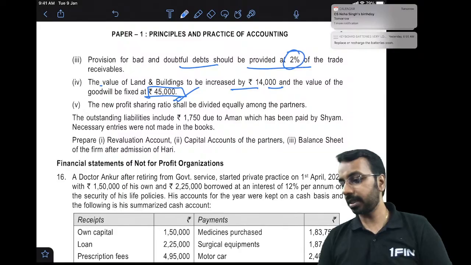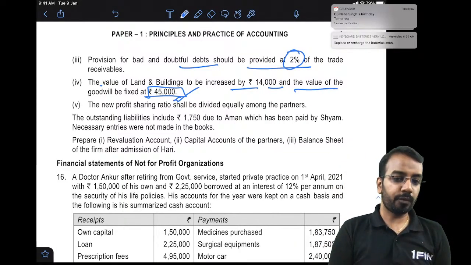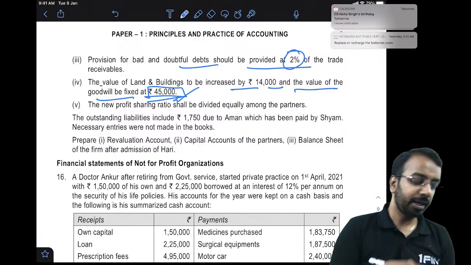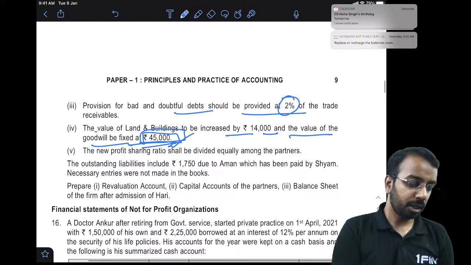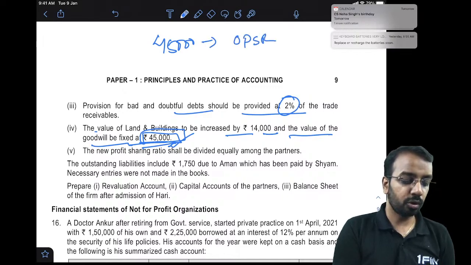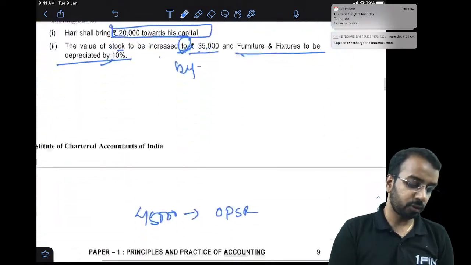Okay, so we're discussing this question where the value of the land has been given and the value of the goodwill should be fixed at 45,000. That is what is being mentioned, right? So goodwill is fixed at 45,000. Now what do we do? Very simple adjustment. You will take the 45,000 in the old profit sharing ratio to the existing partners in the ratio of 3:2:1.